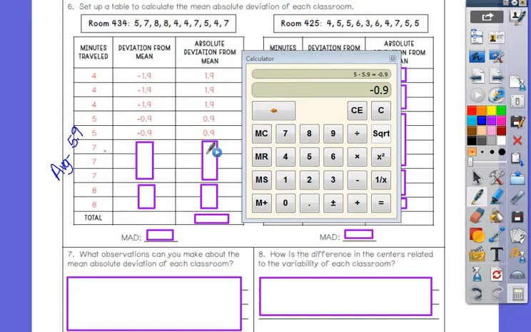Then I have 7. So 7 minus 5.9 is going to give me a positive 1.1 for those 3 numbers. And it's going to stay positive for the absolute value of it. And 8, again, is going to give me a positive. 8 minus 5.9 gives me a 2.1. And it's going to stay a positive 2.1 for the absolute value.